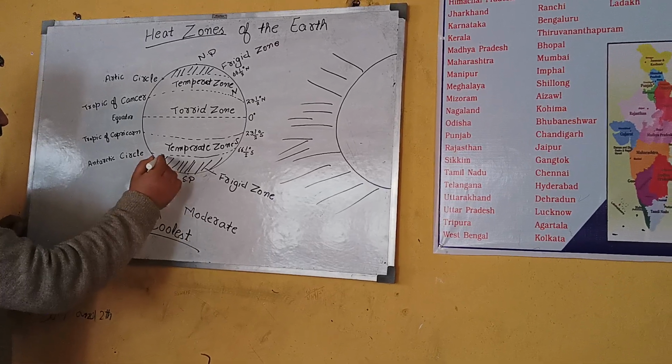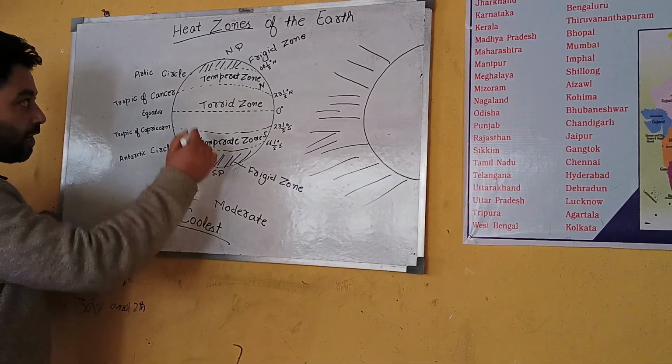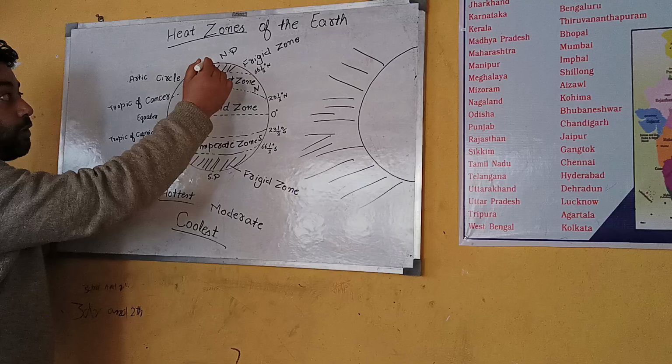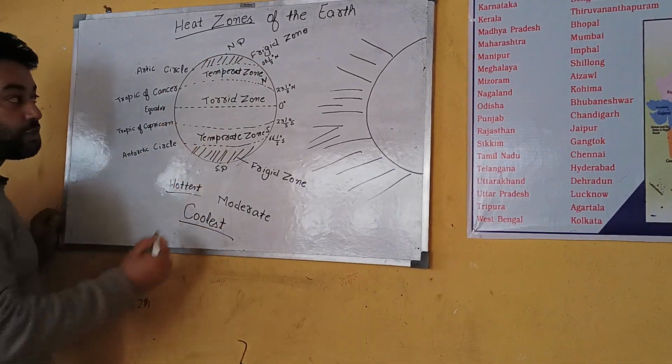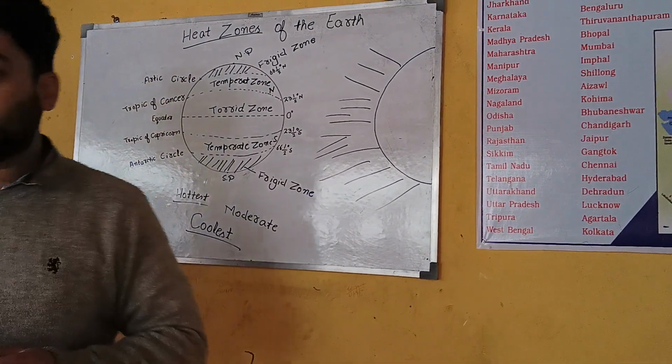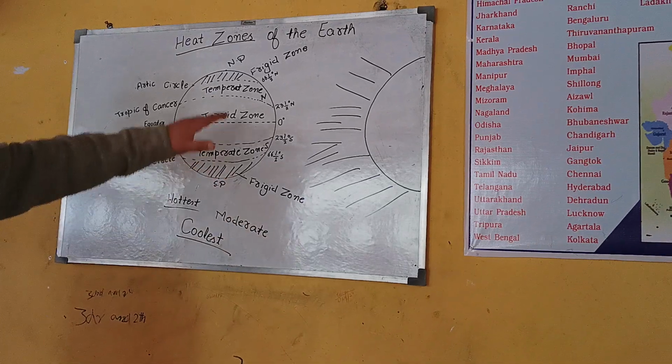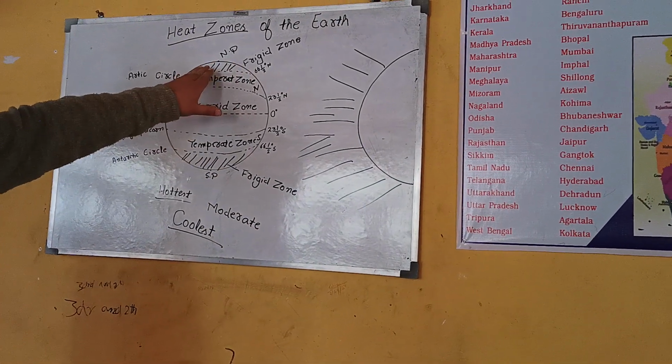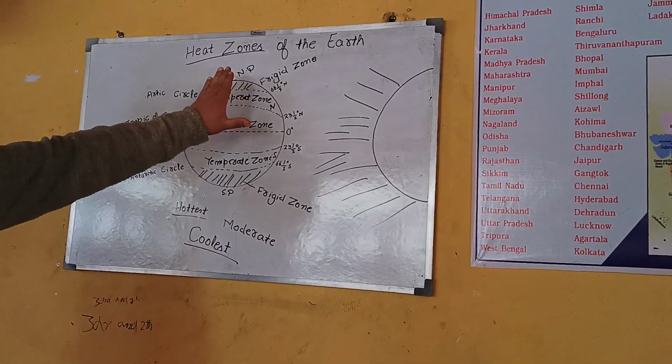And beyond this, from the Antarctic Circle to the South Pole in the south and the Arctic Circle to the North Pole in the north, there is one more zone, the frigid zone. The sun rays are always slanting and fall on this zone. That's why it is the coolest. That's it.